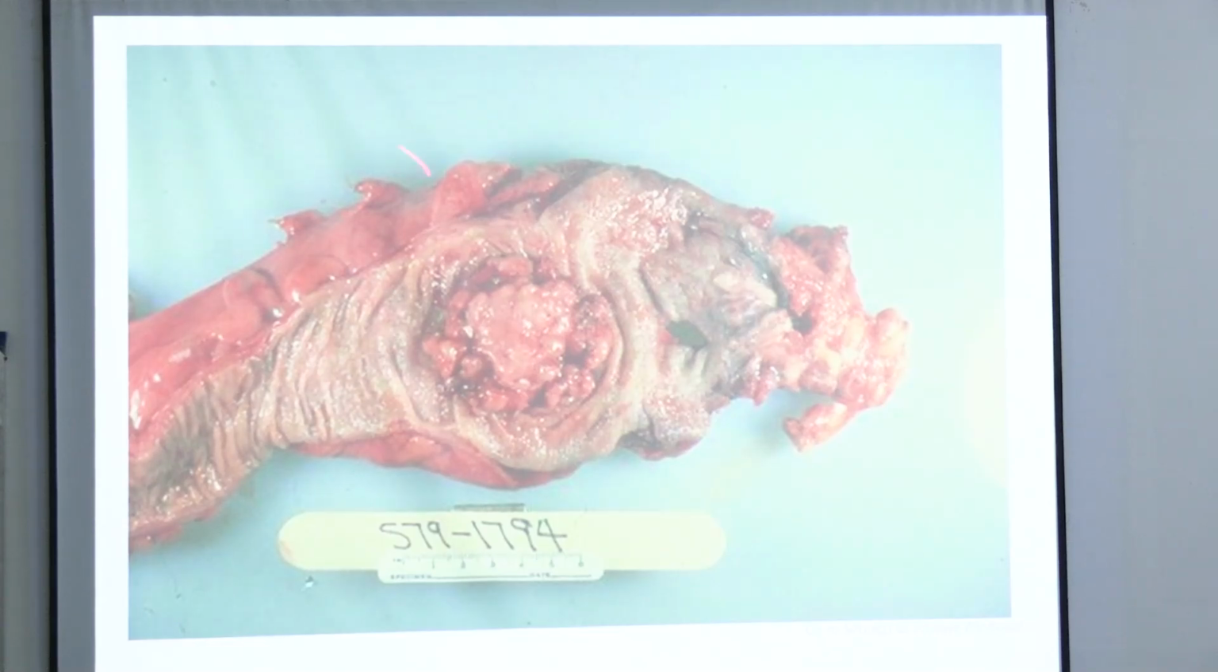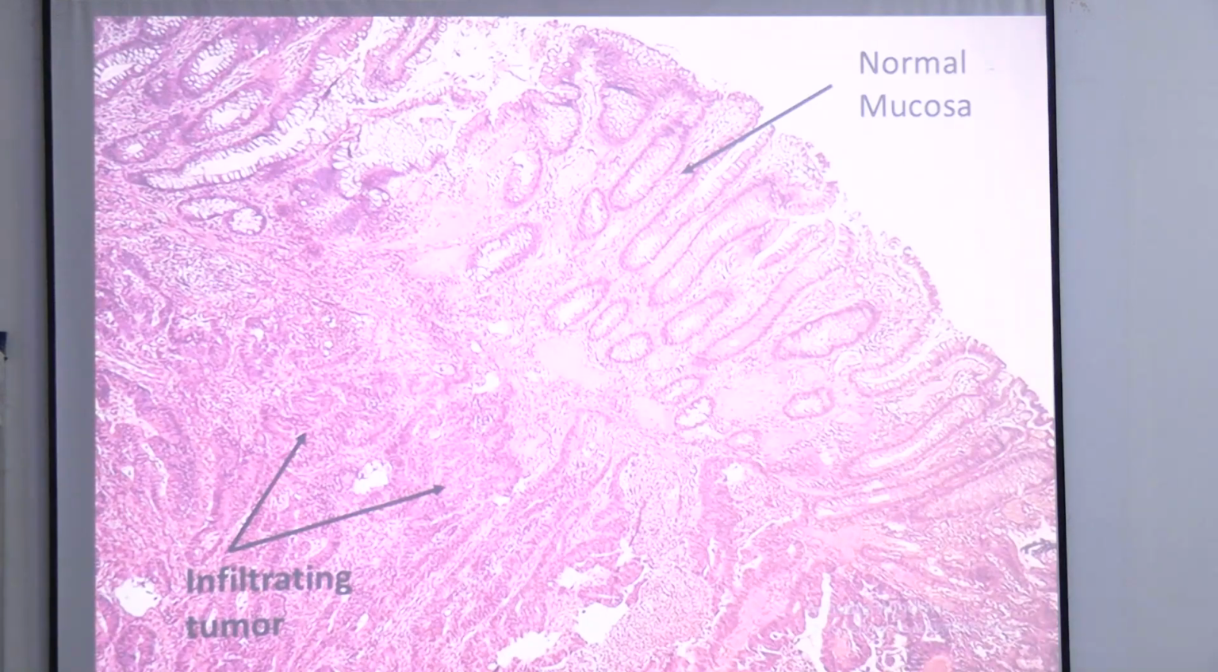This is another gross. See this mass, the proliferative mass in the colon. So, these are some of the gross pictures of a colonic carcinoma. Now, this is the microscopic picture.